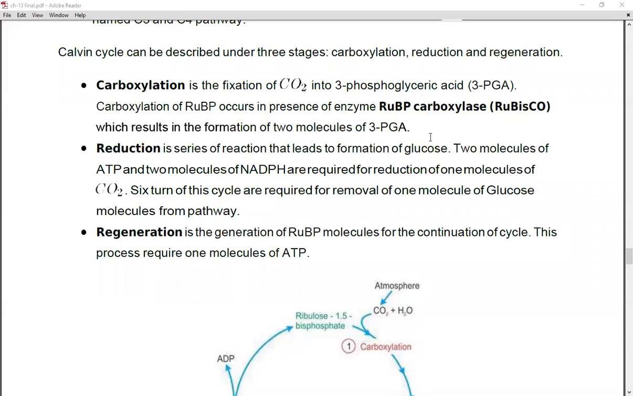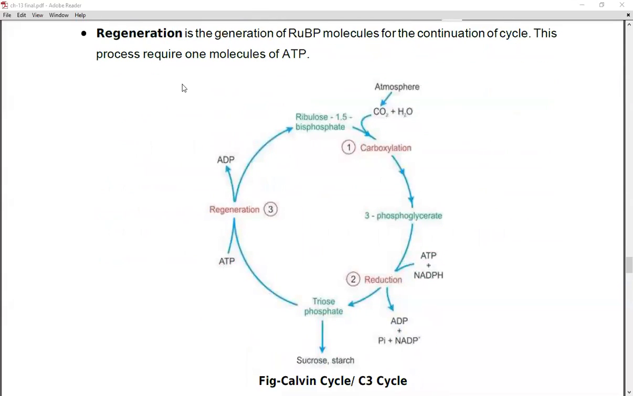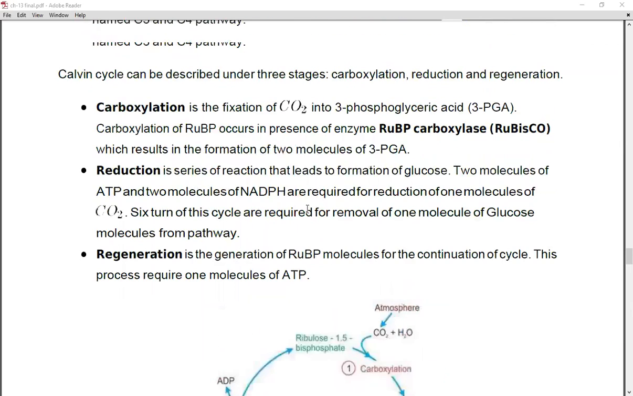So the carboxylation of RuBP takes place, that is, the fixation of CO2 takes place, right? And what happens? In the presence of RuBP carboxylase, that is the Rubisco enzyme, this leads to the formation of 2 molecules of 3-PGA. So you can see this is the figure of the Calvin cycle. Here this is RuBP. In the presence of the RuBP carboxylase enzyme, the carbon dioxide is fixed, and upon carboxylation, this RuBP is converted to 2 molecules of 3-PGA, right? So this is about the first step, that is carboxylation.